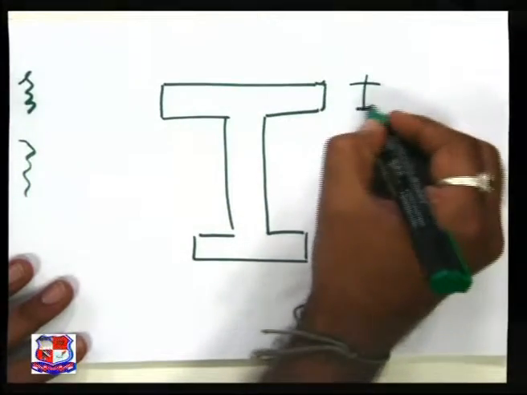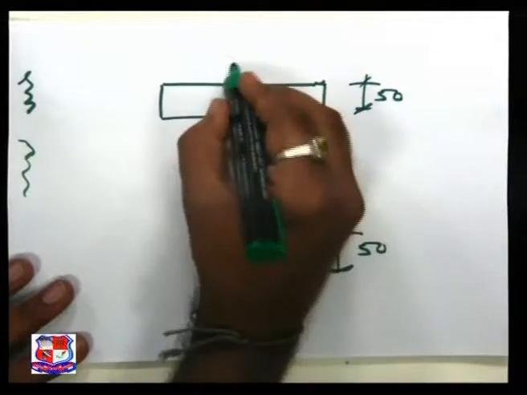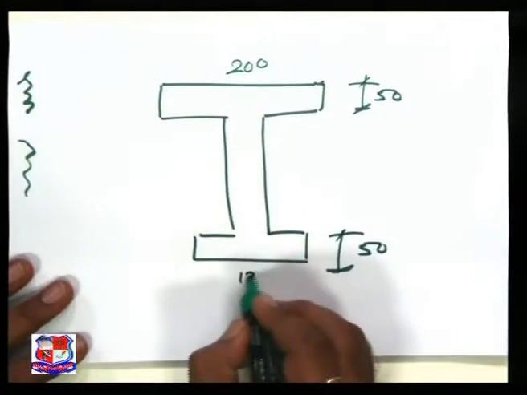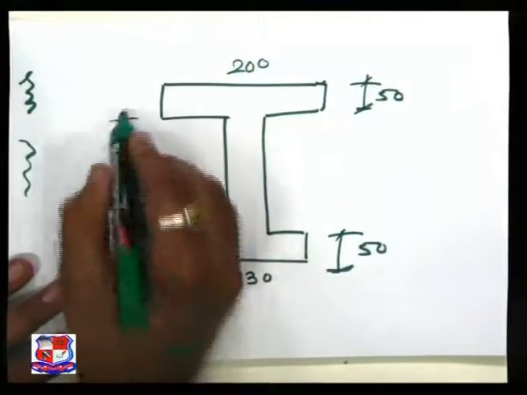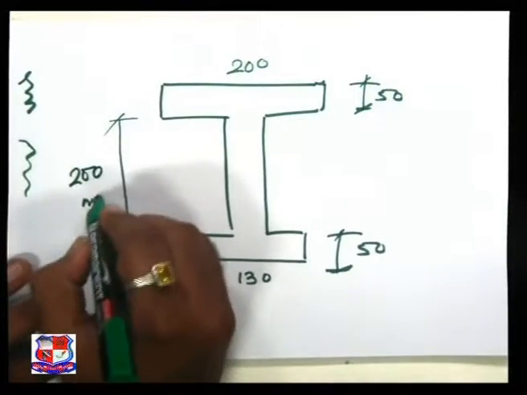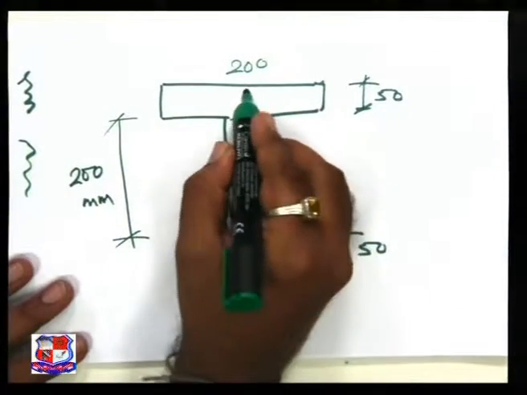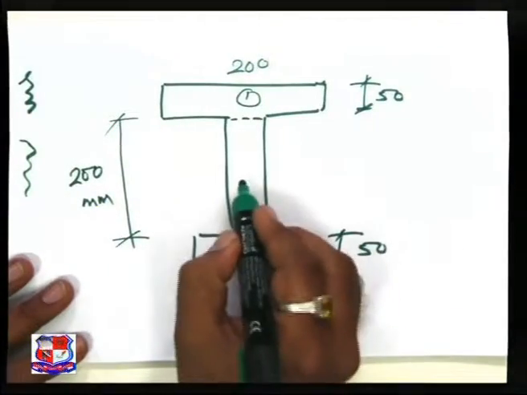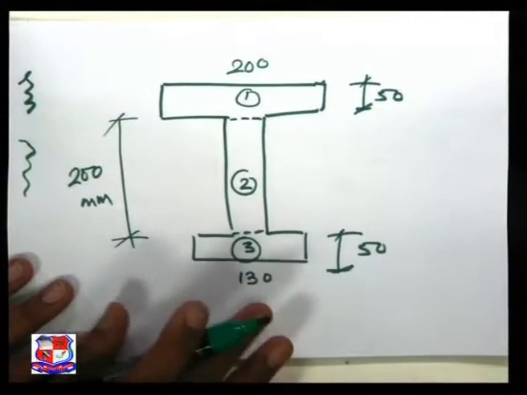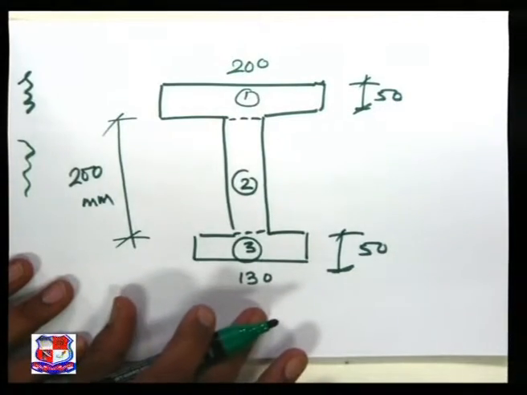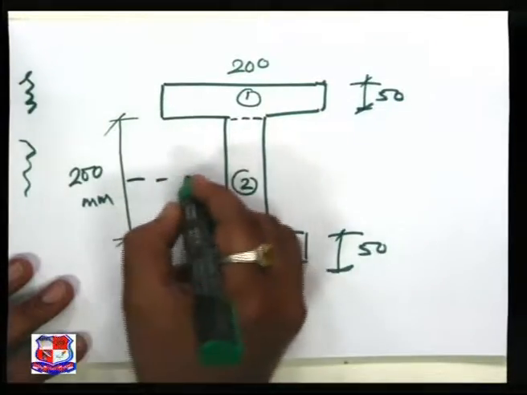All the thicknesses are given as 50 mm. This has been given as 200 mm. This is 130 mm and the web height is given as 200 mm. We have divided the unsymmetrical I section into three different rectangles, number 1, number 2, number 3, to find out the CG or centroid of the section.